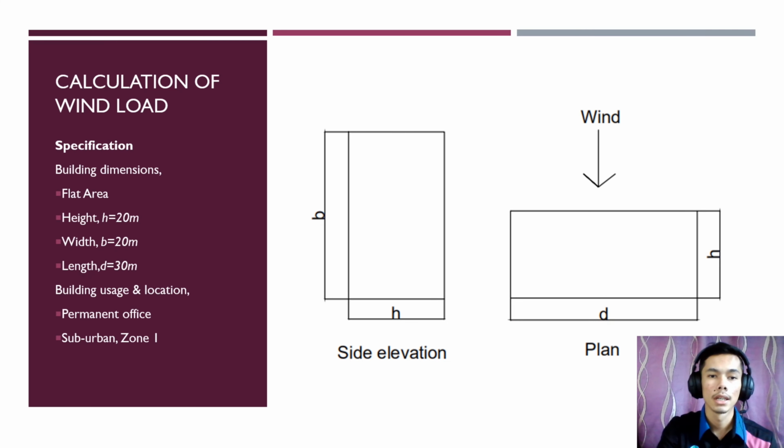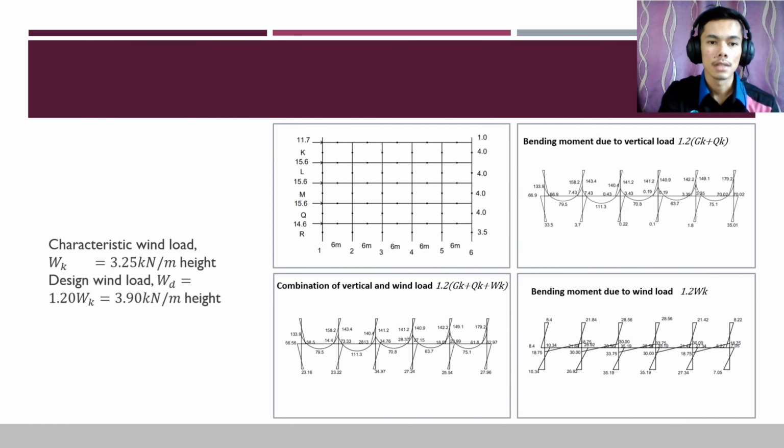Next, for the calculation of the wind load, our building specification at a flat area and dimension: height 20 meters, width 20 meters, and length 30 meters. For building usage, a permanent office, and our location is suburban at Zone 1. Next, for the characteristic wind load, we get 3.25 kN per meter height, and the design wind load Wd is 3.9 kN per meter height. And this is our point load.